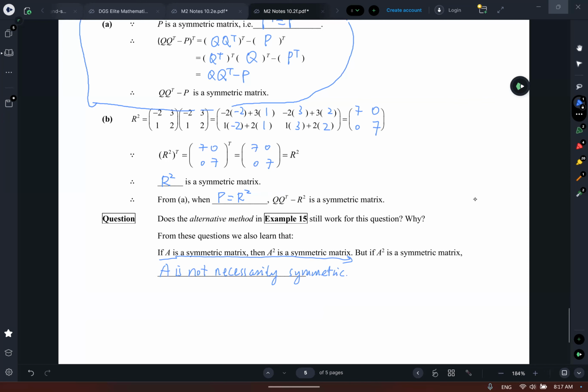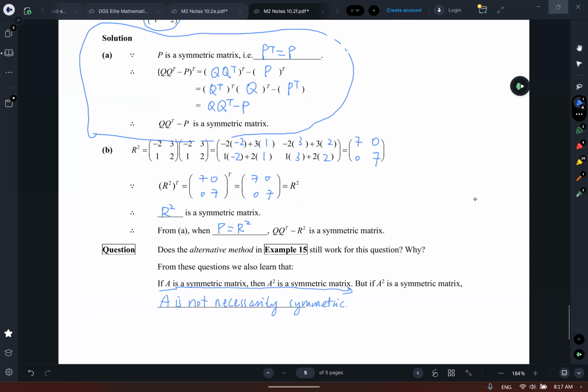For this example, you can learn even more: R does not have any zero in it. But yet R squared has 2 zeros. R squared is diagonal.